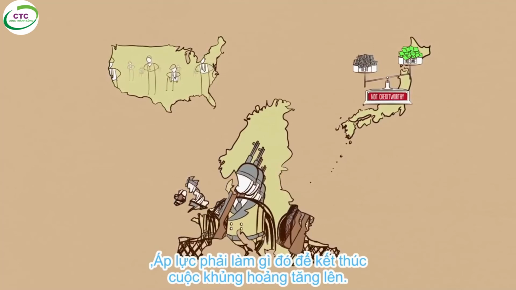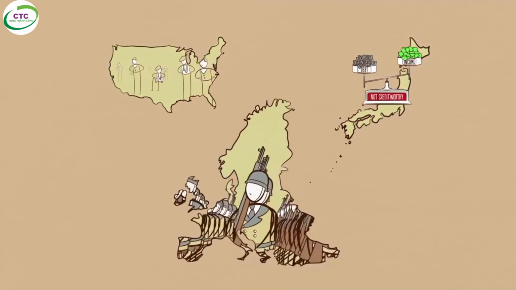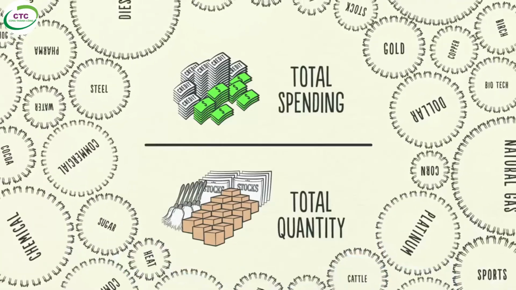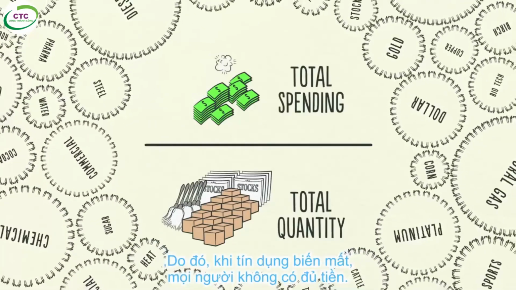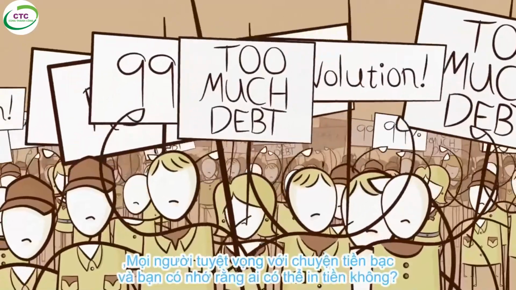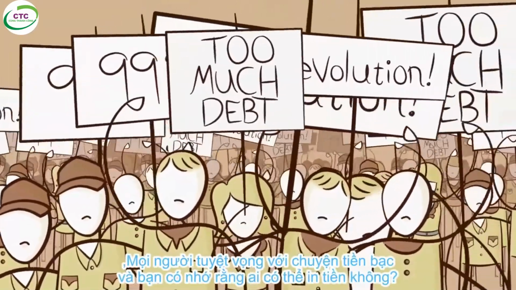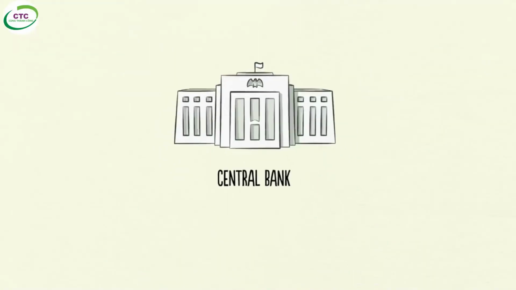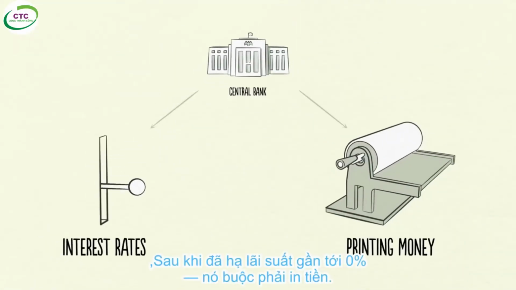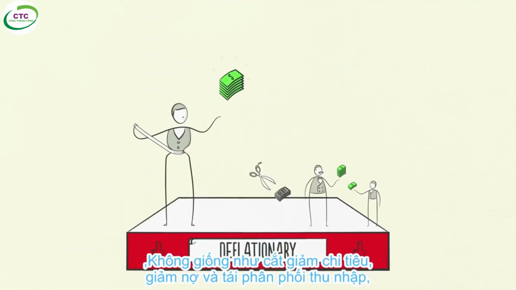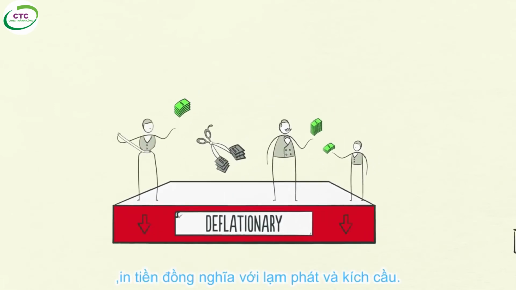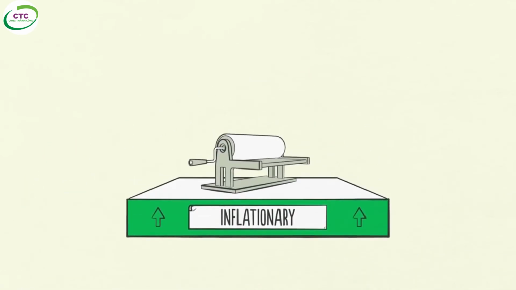Pressure to do something to end the depression increases. Remember, most of what people thought was money was actually credit. So when credit disappears, people don't have enough money. People are desperate for money, and you remember who can print money? The central bank can. Having already lowered its interest rates to nearly zero, it's forced to print money. Unlike cutting spending, debt reduction, and wealth redistribution, printing money is inflationary and stimulative.